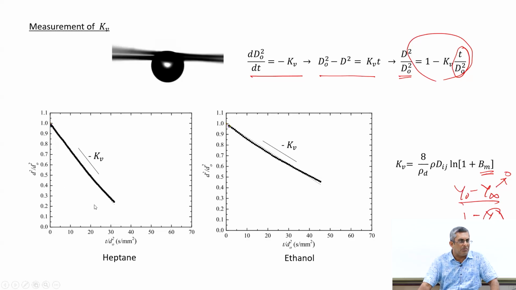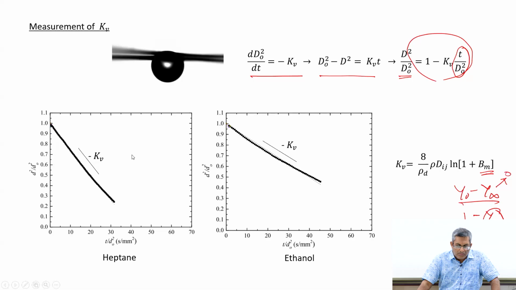So, in these two, which one evaporates faster, or which one has higher evaporation constant, in which case is the slope higher? For heptane. So, in a given time you see that the change in droplet size is higher. Okay. So, higher the slope, higher is the evaporation rate basically.